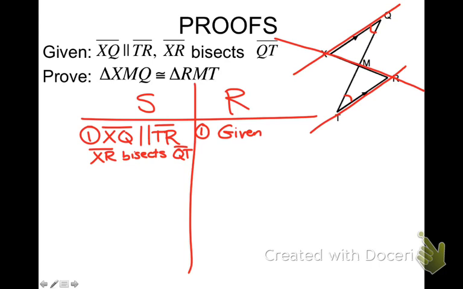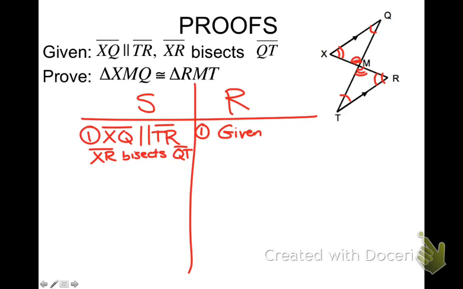Do we have other alternate interior angles? Yeah, we have X down with R. Let me get rid of these lines again. So we have X congruent with R. Okay, Michaela just said about vertical angles. So we know that those are going to be congruent.